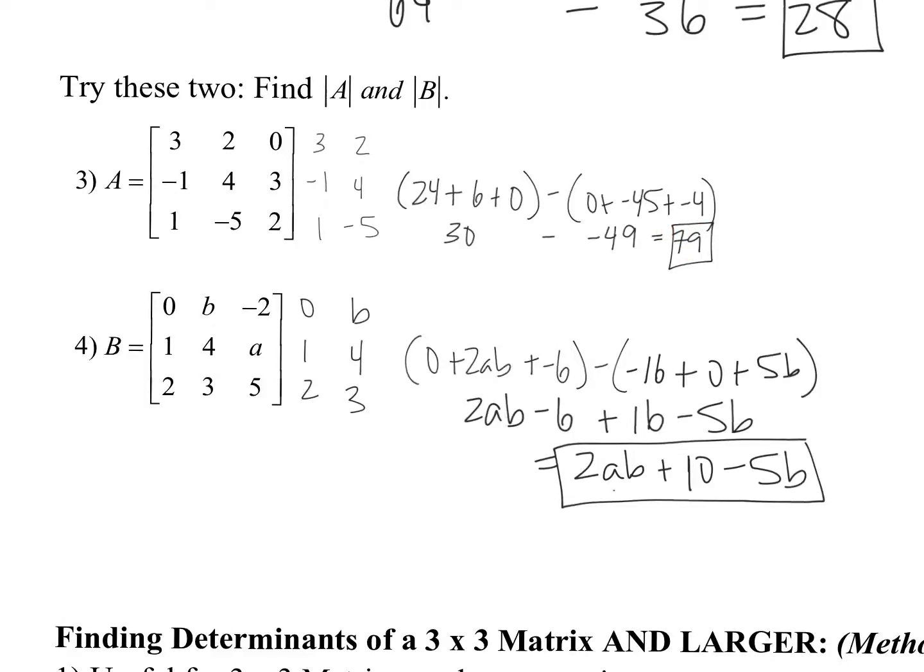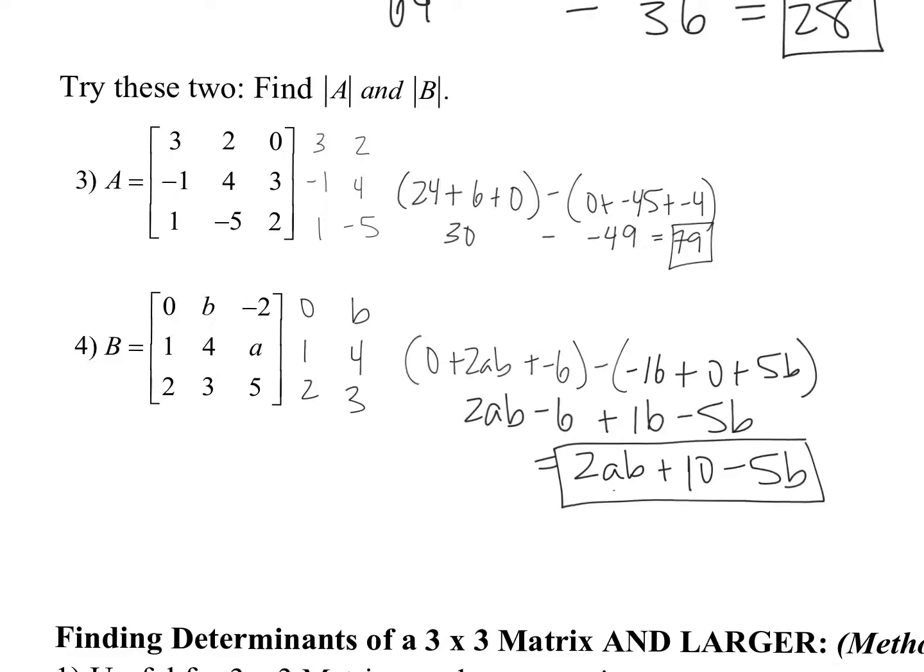And then for number 4, you might have been wondering, hey, wait a second, what do you do when there's A's and B's in it? Well, you do the same thing. Take the first column, line it up here, second column, line it up here, and then start doing your down products. So 0, 2AB, negative 6, and you add those numbers up. Those are not like terms, so you can't combine them. Subtract, now we'll do our products going up. This is negative 16, 0, and 5b. So that's what I have here. I distributed my negative sign here, and then just combine like terms. So 2ab, negative 5b, positive 10. The order that you write those numbers in doesn't matter as long as the signs are correct.